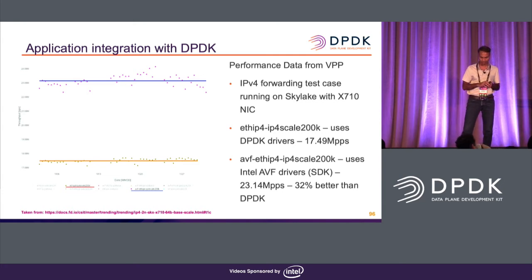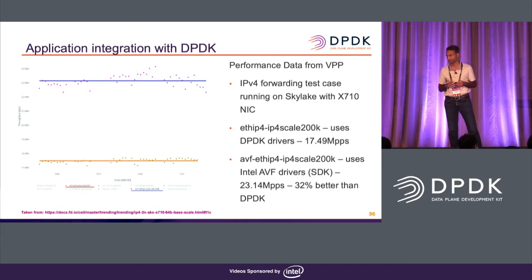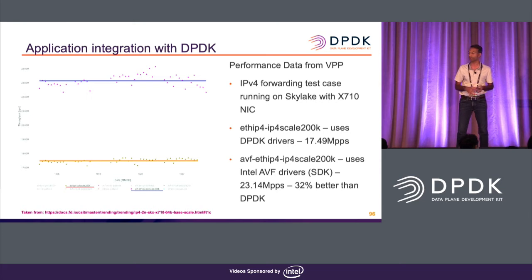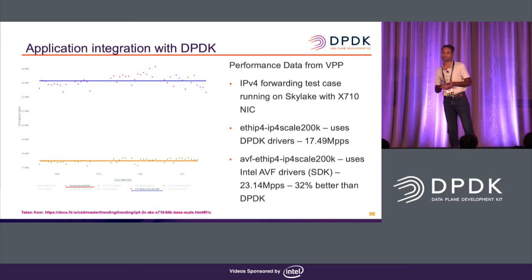There is the Ethernet IPv4 scaling with 200K routes. That today performs at 17.49 Mpps per core. The same code, when run with the Intel AVF drivers, performs at 23.14 Mpps per core. So there is a difference of 32%. With the native drivers, or with the SDK, it performs 32% better.